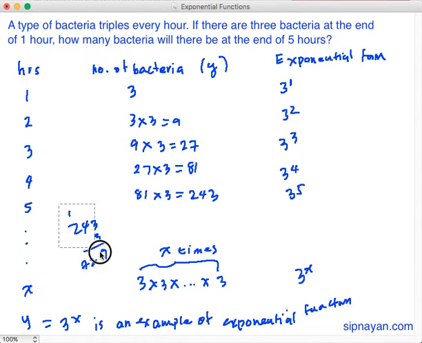So, mabilis siya. I think later pag-aaralan natin na yung ganitong klase ng increase, mas mabilis siya sa linear, no? Linear function. Mas mabilis itong exponential form. Okay? So, y equals 3 to the x is an example of an exponential function.